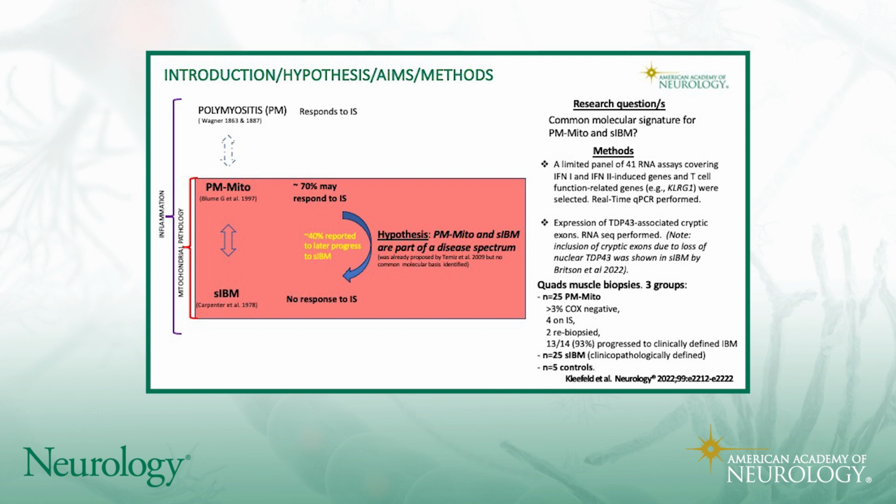So what they do is select a limited panel of 41 RNAs, and they determine the expression of these genes in muscle biopsies from patients with PM-Mito. These patients were classified as PM-Mito based on biopsy, not based on clinical features. They also included some patients with inclusion body myositis, and non-disease controls. In addition to the real-time qPCR to determine the expression of these 41 genes, they also wanted to know if PM-Mito biopsies have the cryptic exons previously reported in inclusion body myositis, because if they see that in PM-Mito, maybe they can support this common molecular signature between both groups.